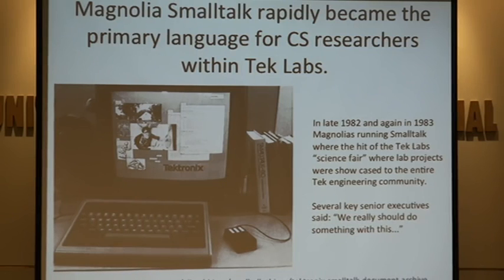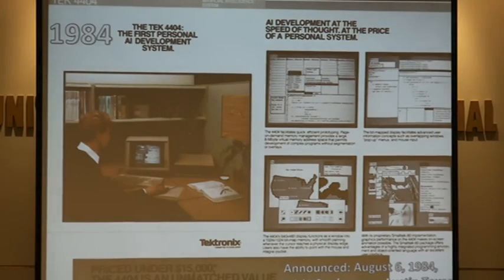So we started with the Magnolia. Then we got the idea, well, let's actually make a commercial product out of this thing. And so we created what was known as the 4404, which we announced in August 1984, and we shipped in January of '85. Which was really the first commercial Smalltalk workstation that was widely available. You can see it says here the low price of $15,000. This is the machine that's on the video we saw yesterday.